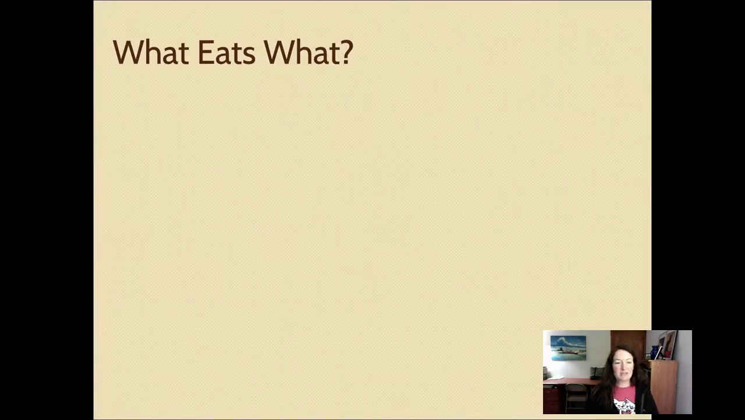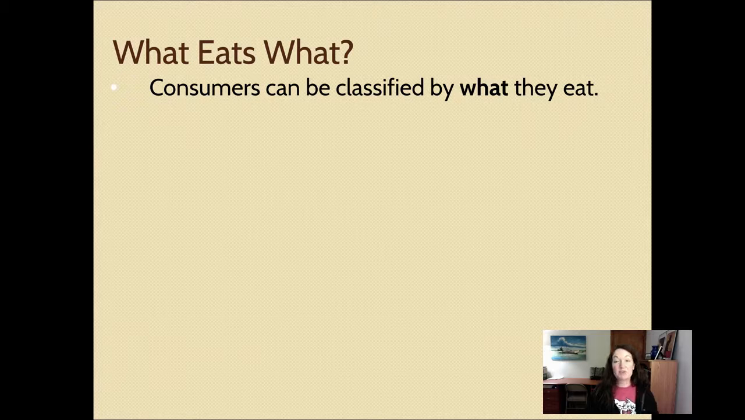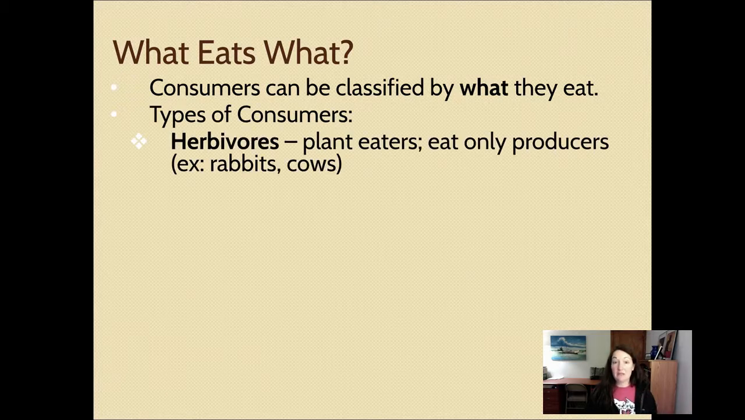So the next question when we're trying to figure out how energy flows through ecosystems is very basic: what eats what? Consumers are classified by what they eat. So we have herbivores, which are plant eaters, and they eat only producers. So think of herbs. Herbs are a plant. Herbivores eat plants. So this would be rabbits or cows.